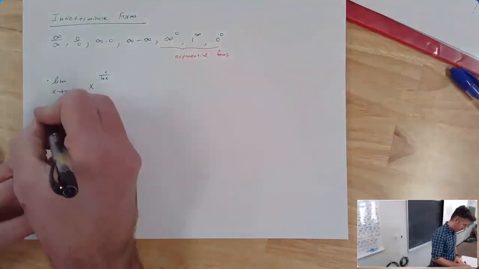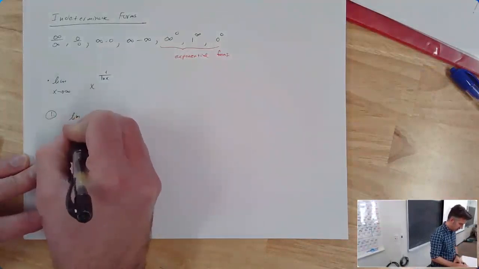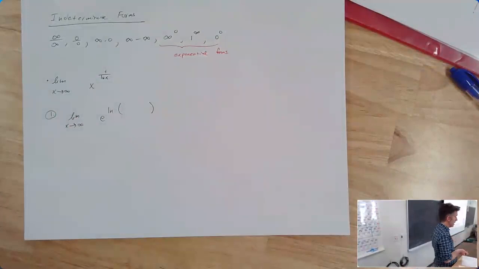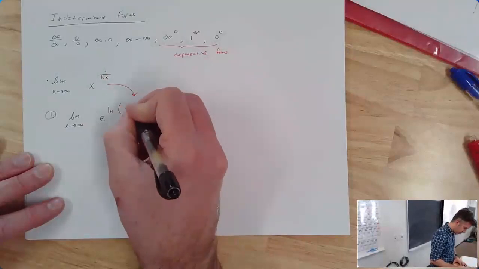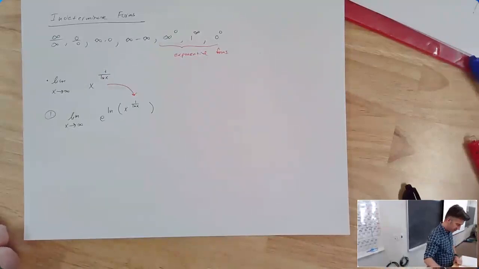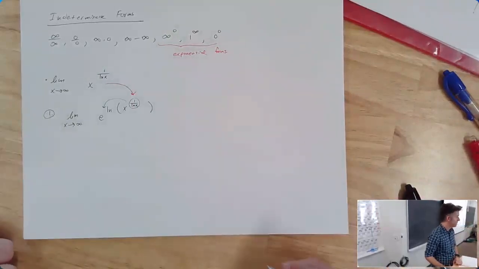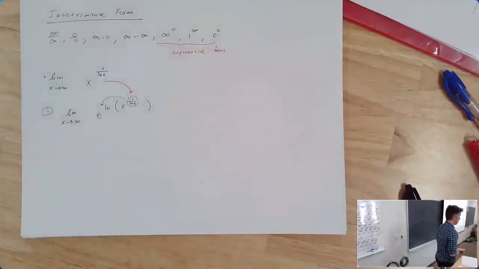Some people prefer to do this. They like to write it as the limit as x goes to infinity of e to the natural log of whatever you've got. I'm not actually changing it, I'm just rewriting it like that. And the reason we do that is so that we can bring this exponent down in front of the natural log of x. That's the whole reason for doing this, right? Whenever you have one of these exponential forms, we want to make it not exponential. So we do this to bring that exponent out of the exponent.